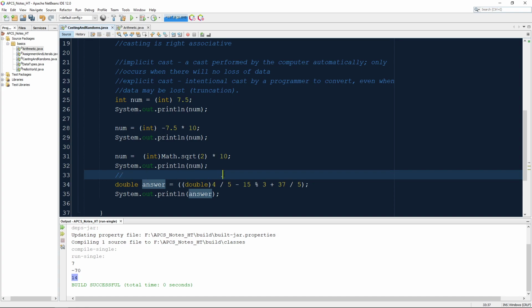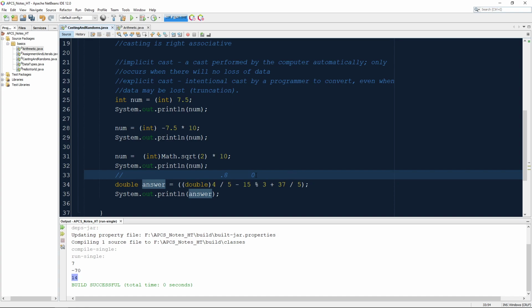This part right here is 0.8. And then what's left is the next thing, 15 mod 3. 15 mod 3 is: 3 goes into 15 5 times with a remainder of 0, because the modulus is the remainder. And then 37 divided by 5.